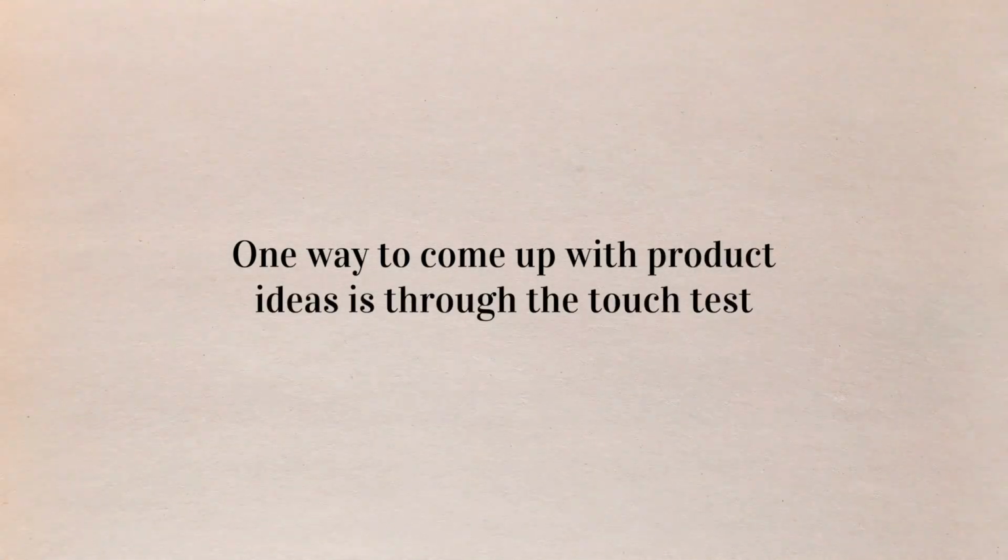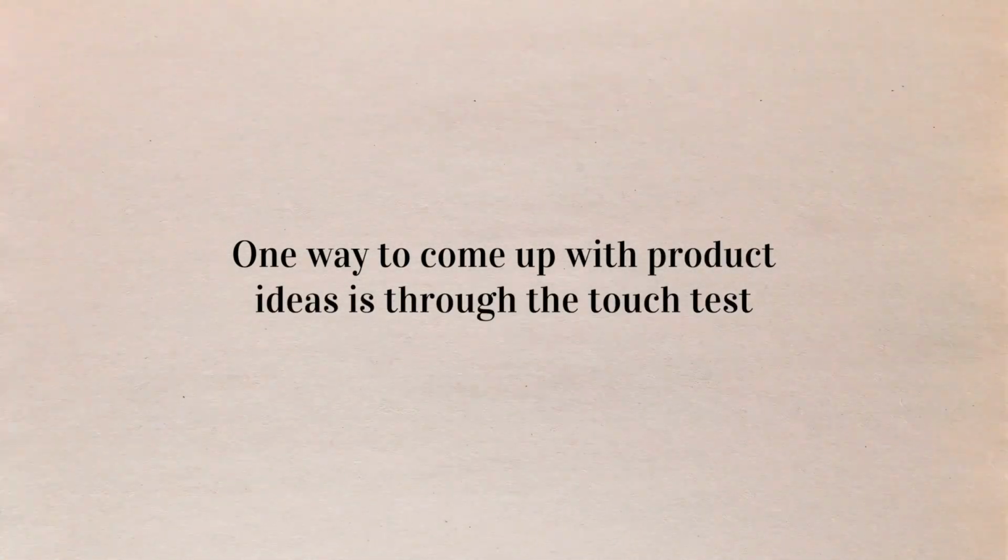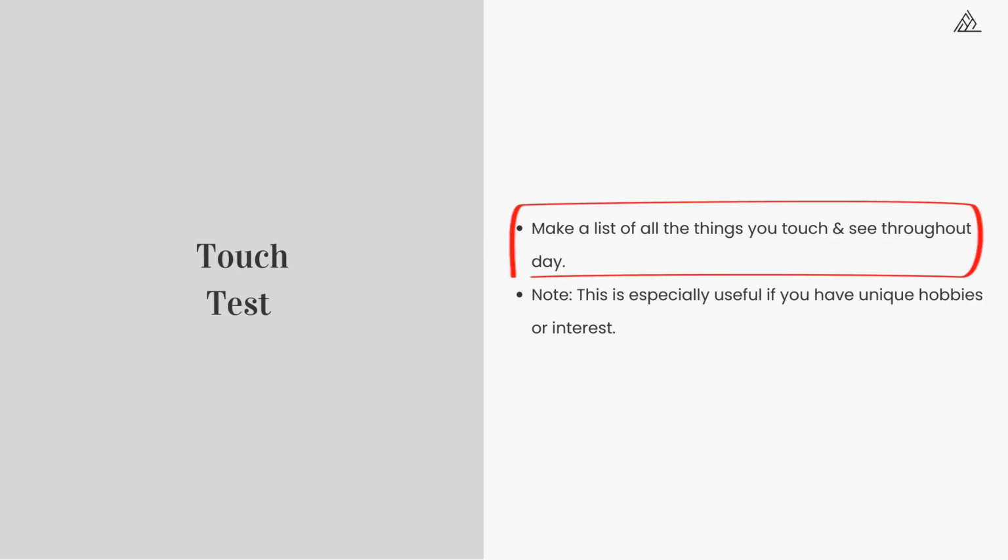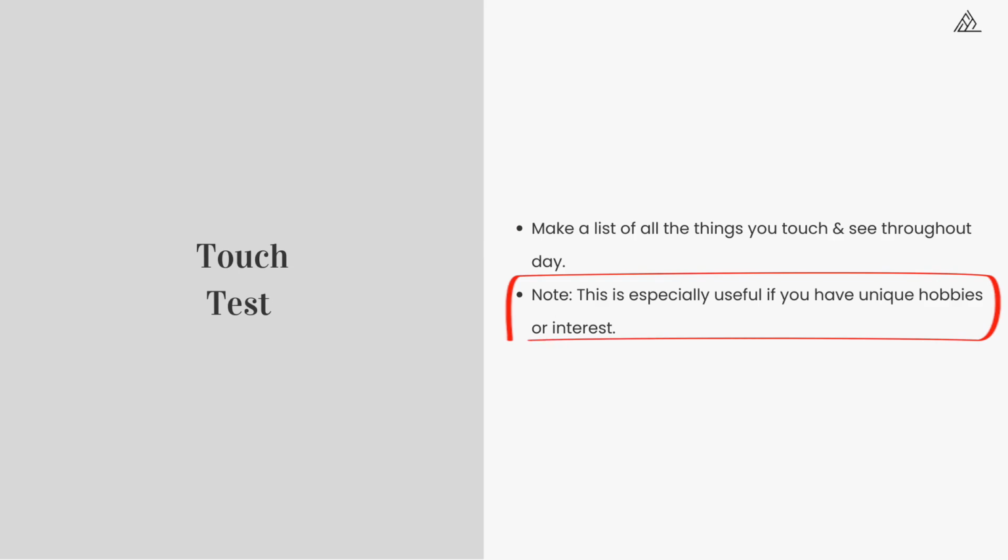One way to come up with product ideas is through the touch test. You can make a list of all the things you touch and see throughout the day. And this is especially useful if you have unique hobbies or interests, because the riches are in the niches. If you have unique hobbies or interests, there's things that you're going to know about that the average person is not going to know about. In those niches, there could be demand for that product.